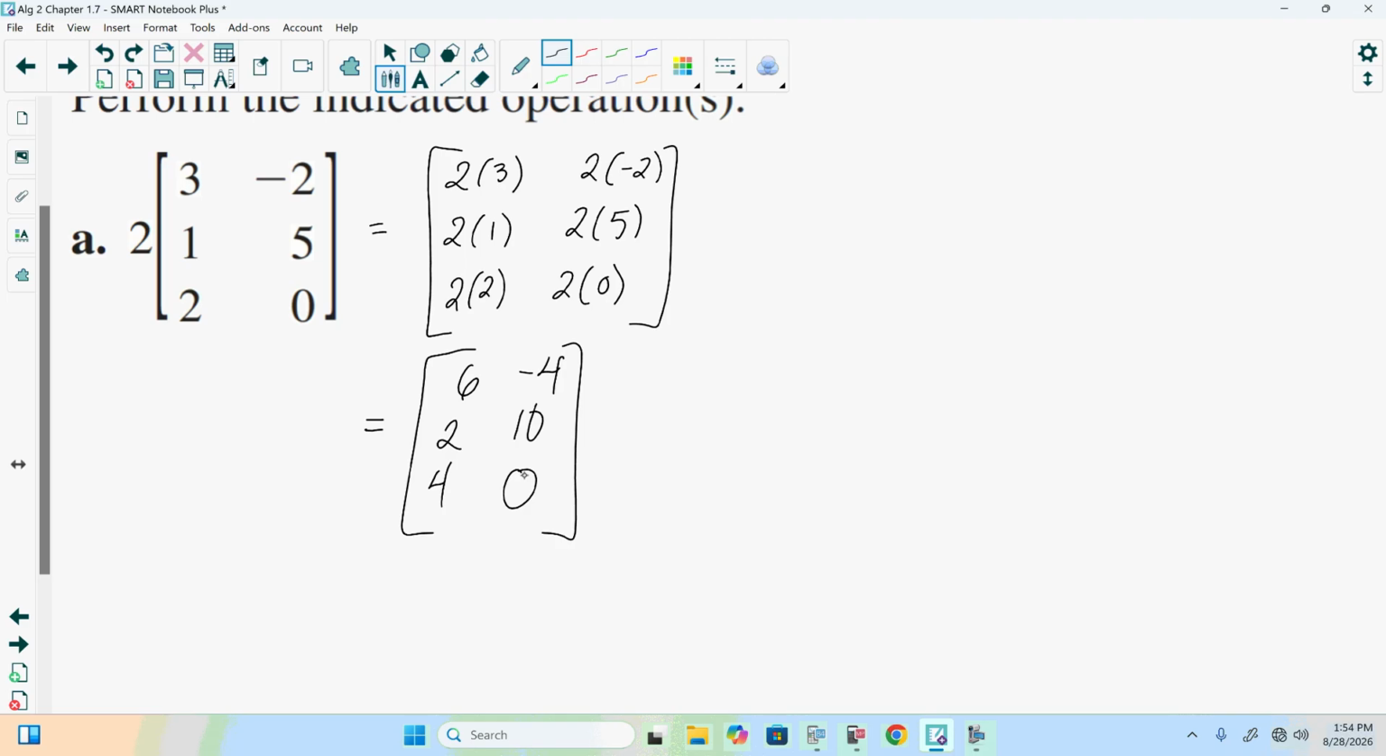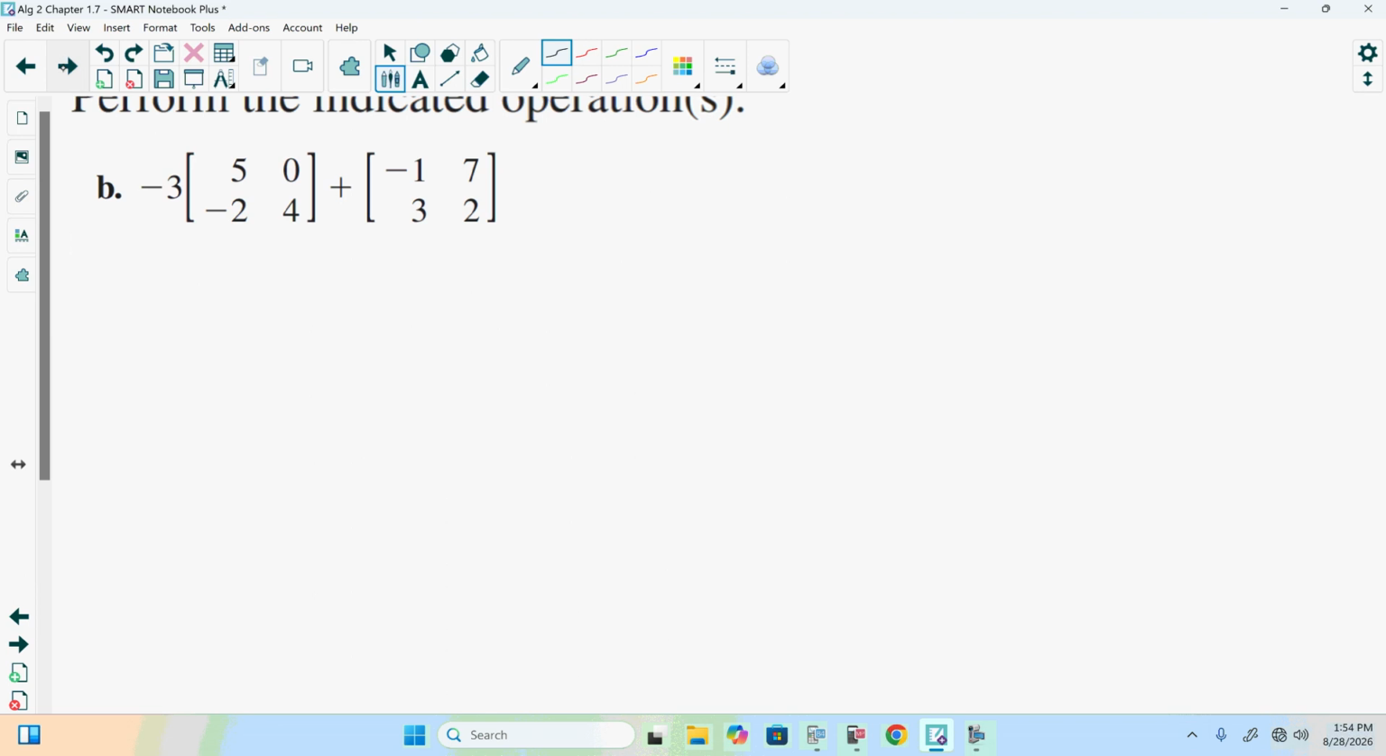Questions on scalars? Do we feel comfortable with scalars? All right, we'll move on. We're going to combine what we've done so far. We're going to scale and add together. Whenever we have this here, we multiply by the scalar first and then add or subtract next. Now, since the negative 3 is only in front of that first matrix, it only applies to that first matrix.